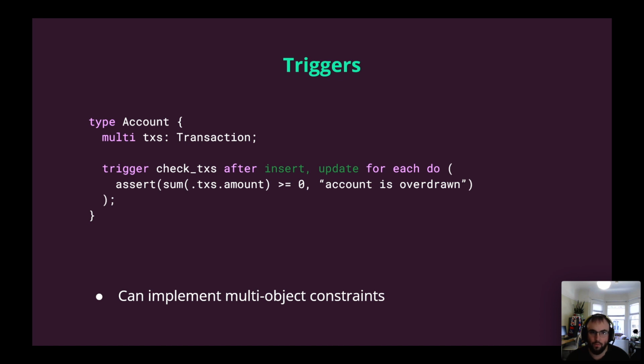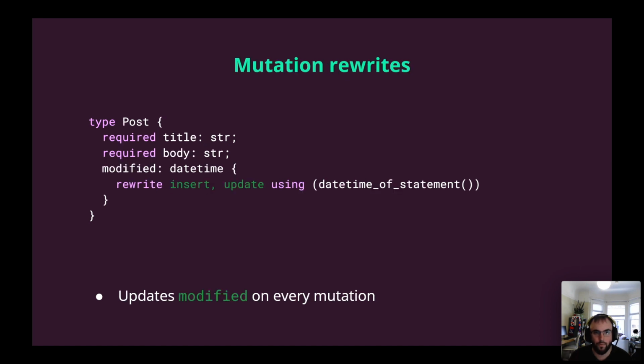Triggers have a number of other cool things that can be done, including for all, which allows you to have a trigger that looks at everything that's changed on a type at once. So moving on past triggers towards their first cousin, mutation rewrites. Here we have the sort of hello world of mutation rewrites, which is maintaining a last modified time on a type. So here we have a modified property with the datetime type, so nothing special there.